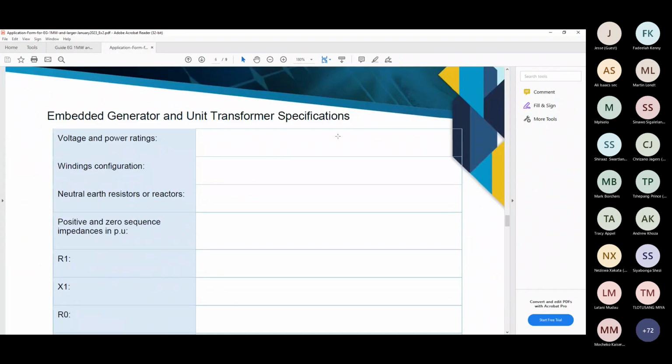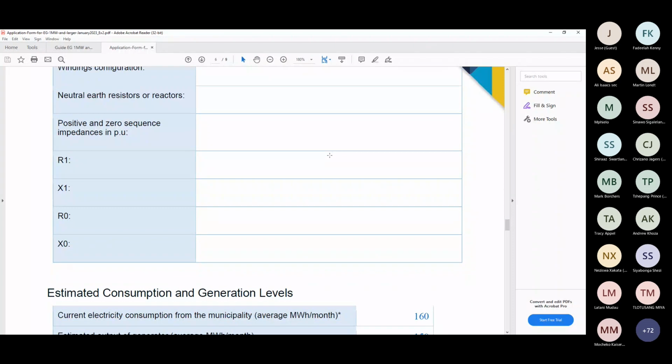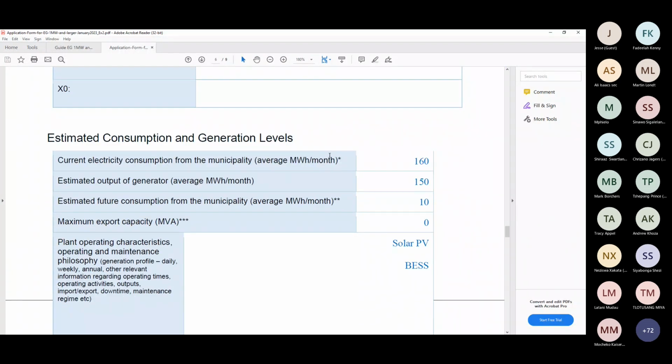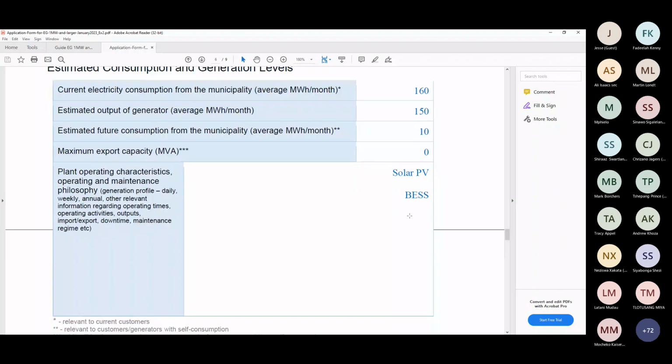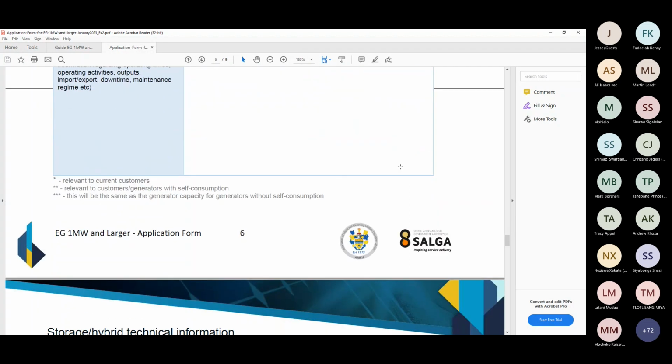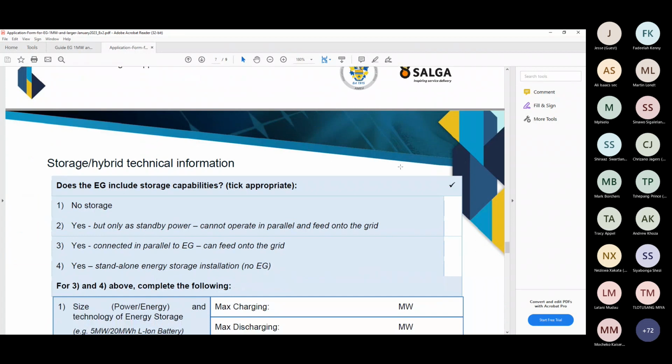There's also transformer specifications. That's all empty. Then he's given his own consumption and generation levels. Maybe like Fora has explained, this is probably not enough information. And you will go back to him to find out, is he ever going to charge that battery from the network or not? All right.